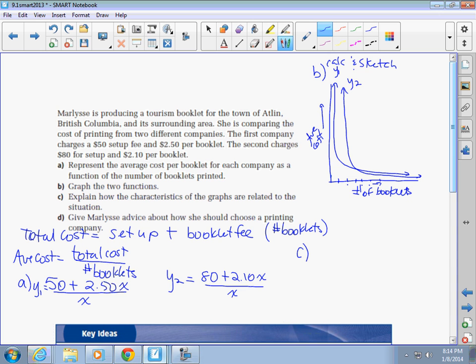So my C, the graph shows us the price per booklet is high if you're printing a small number. That gets cheaper if you buy more.